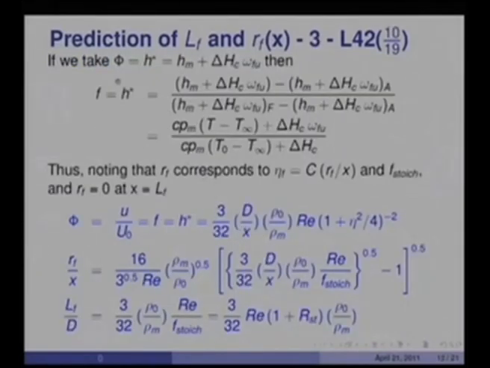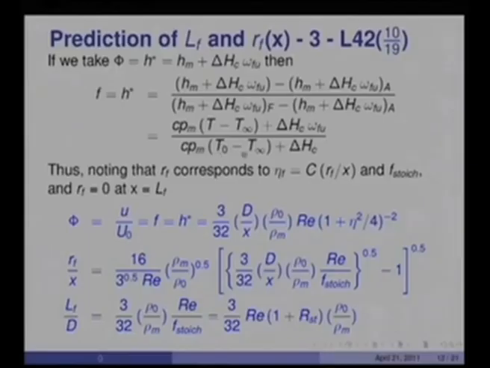Now, if we take phi equal to h star equal to h m minus delta h c omega f u, where f is equal to h star, then you will see I will get h m minus f delta h c omega f u, the same quantity in the fuel stream and the same quantity in the air stream. So, this would simply be C P m T minus T infinity minus delta h c omega f u, because remember there is no f u in the air stream.